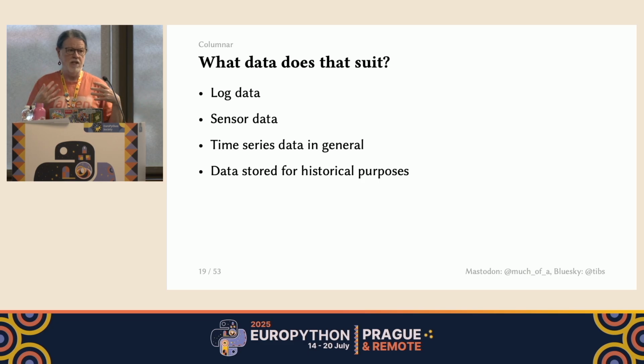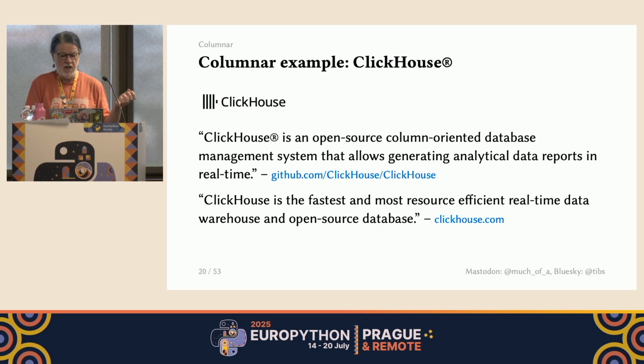So you'll see columnar databases used as data warehouses. My example here is ClickHouse. This is quite a common model. ClickHouse has an open source version, which is the GitHub repository linked there, and a commercial venture, which will give you enterprise editions that do more stuff. The commercial side says it's the fastest and most resource-efficient real-time data warehouse and open source database.